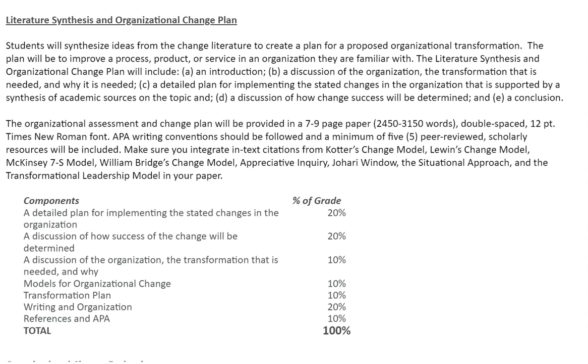So as you can see, this is the leadership synthesis and organizational change plan. So we're looking for you to put together a plan. And of course, as we do in academia, we're asking you to describe things that the experts have talked about and show you have an understanding of how to apply these concepts. Students will synthesize ideas from the change literature. So as you can see, you're going to be going into the library database and looking for key content.